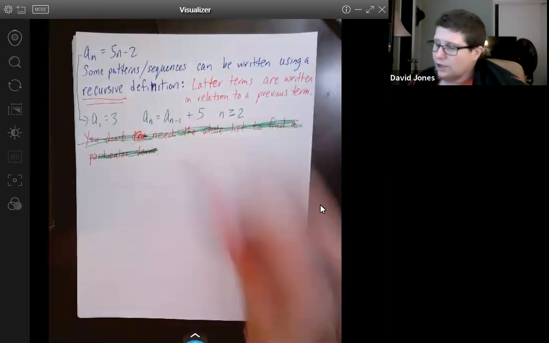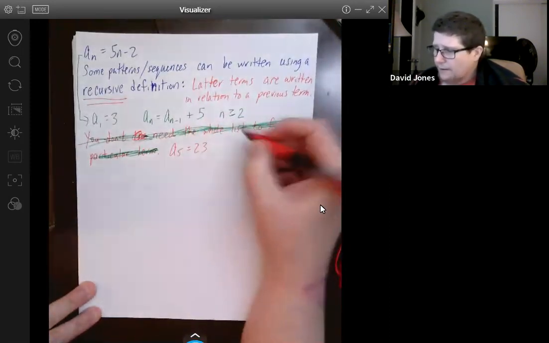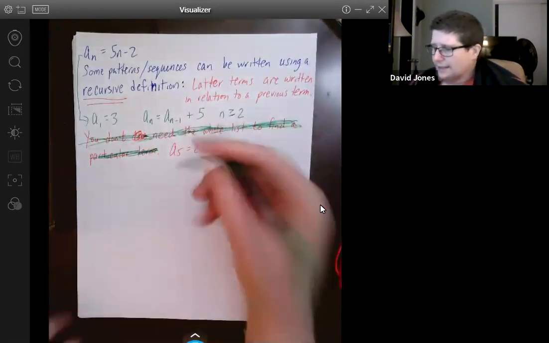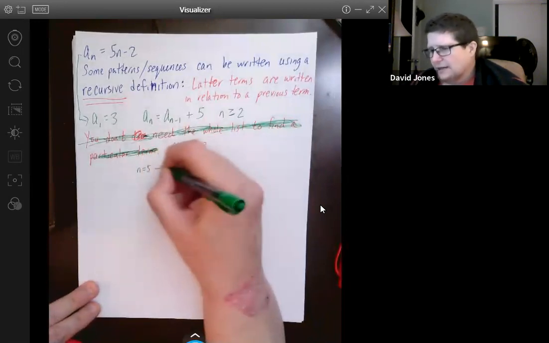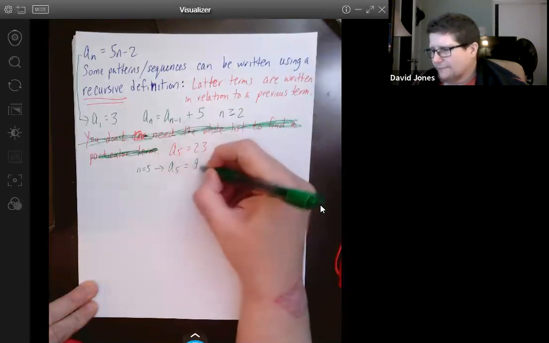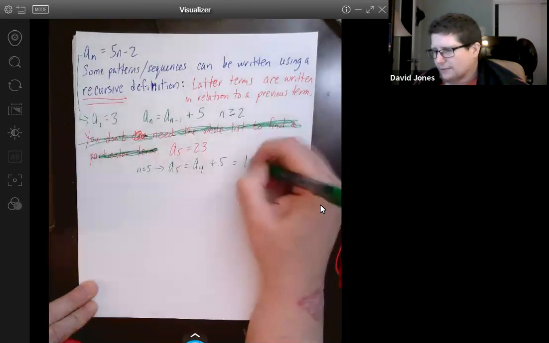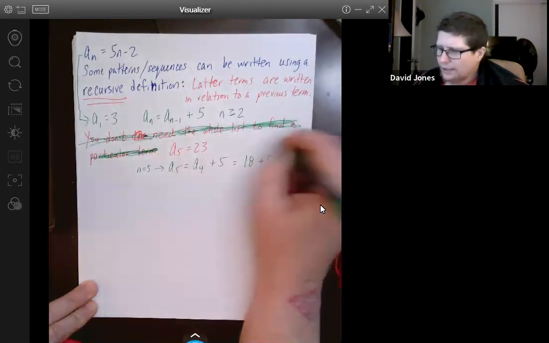We saw earlier that a sub 5 equals 23. Following this pattern here, though, a sub 5 would be this, which makes n equal 5. If n equals 5, n minus 1 is 4, a sub 4 plus 5. And a sub 4 we saw was 18. So 18 plus 5 does equal 23.